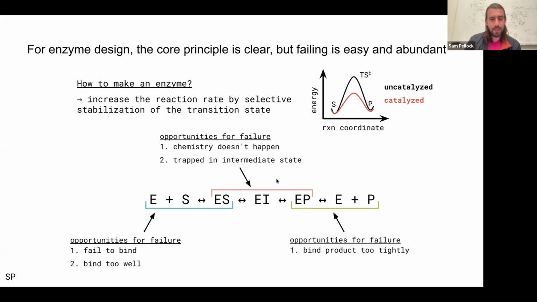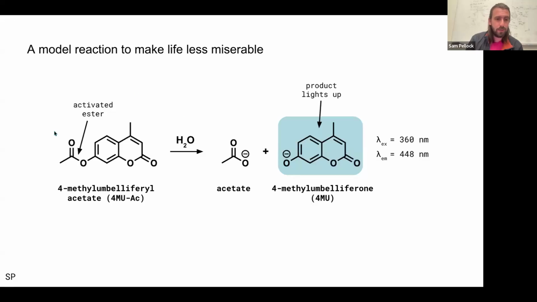So all this to say that enzyme design is hard, and trying to do it with a computer or rationally is definitely difficult because we have to account for all these different moving parts, in addition to exquisitely stabilizing the transition state. And so we want to try to make the problem easier for us whenever we're doing computational enzyme design. So we use a model reaction.